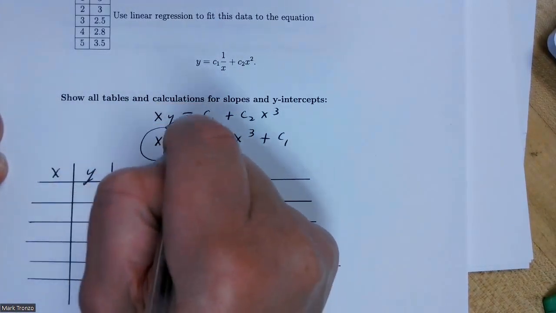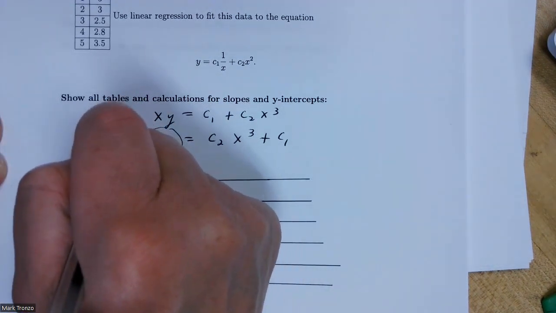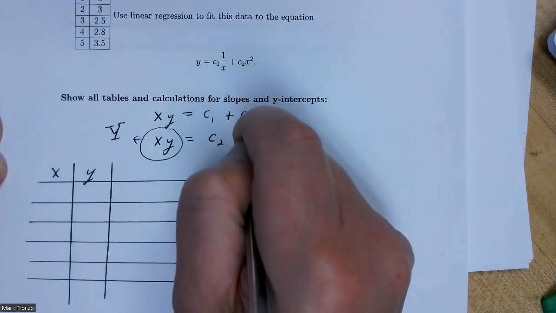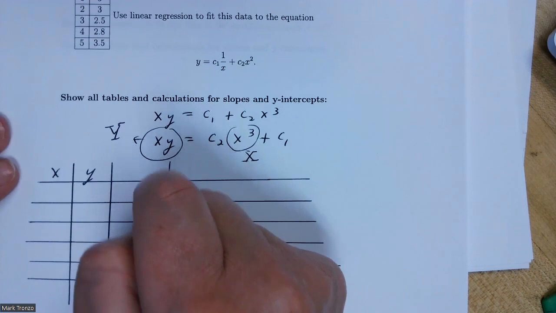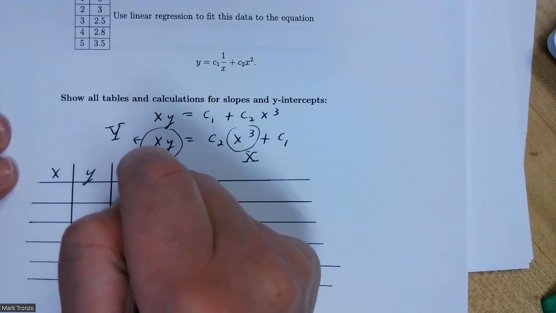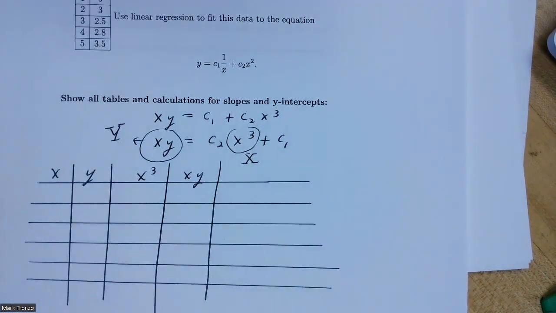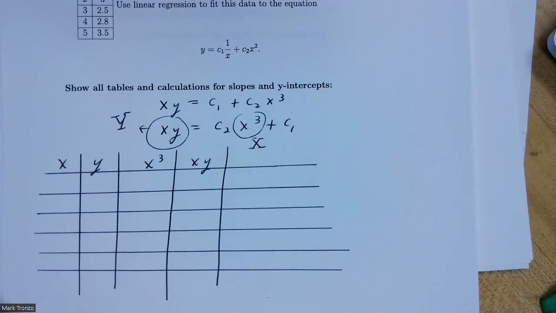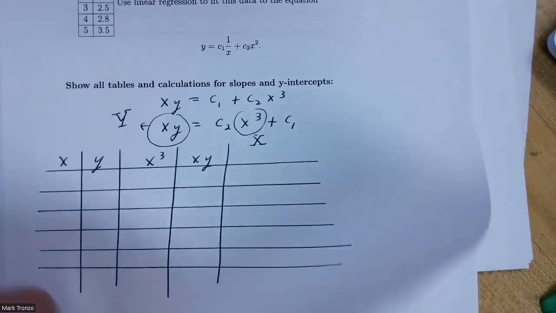Then again, this is going to be your capital Y over here, and this will be your capital X. You'll have an X cubed column and an XY column. Go ahead and calculate those and put them in Excel. You can either do these one at a time or set up the table for all of them, then put them all in Excel at one time. It's up to you.